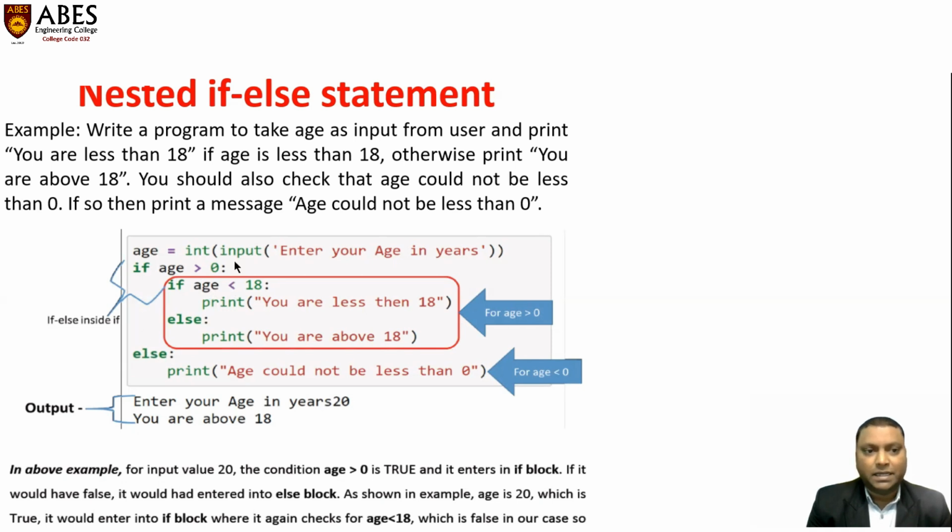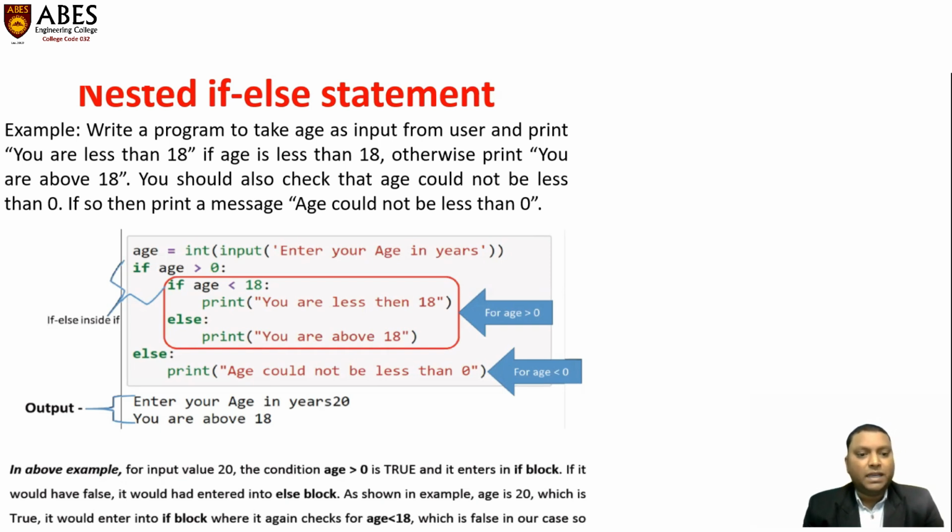It is very simple. Suppose we have an input like 20. So in the above example, for input value 20, the condition greater than 0 will be considered true because 20 is greater than 0, and it will enter the if block. Are you getting my point? If it had been false, it would have entered into the else block. As shown in the example, age is 20, which is true.